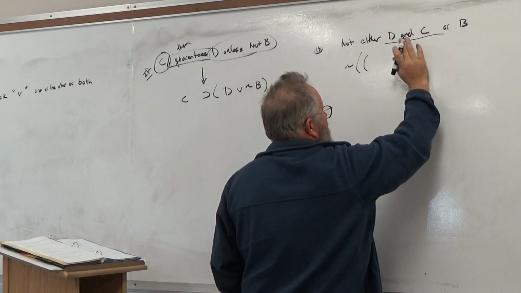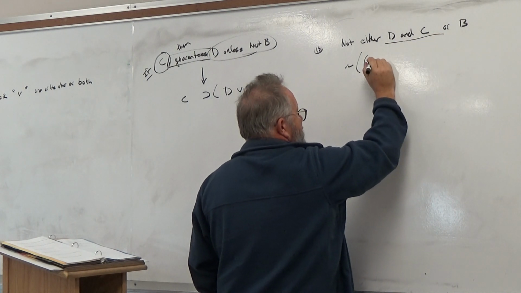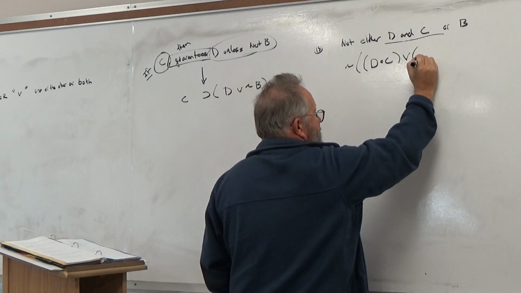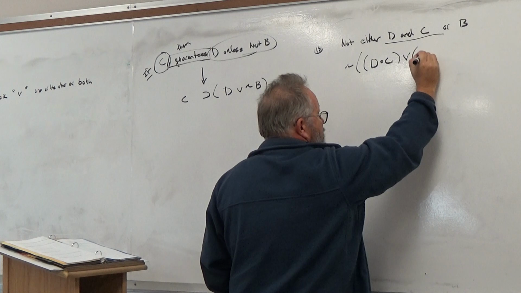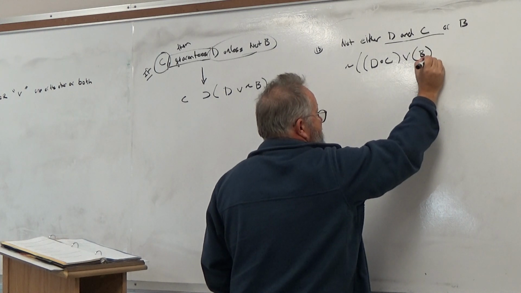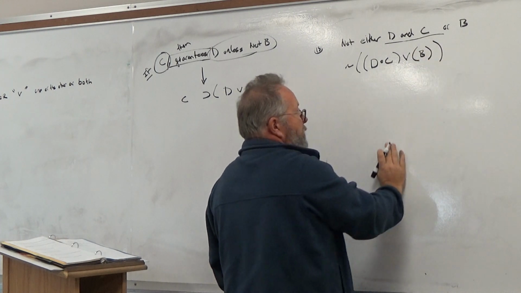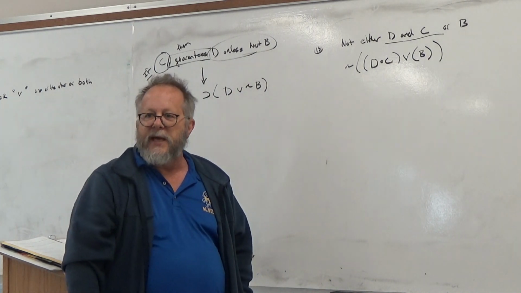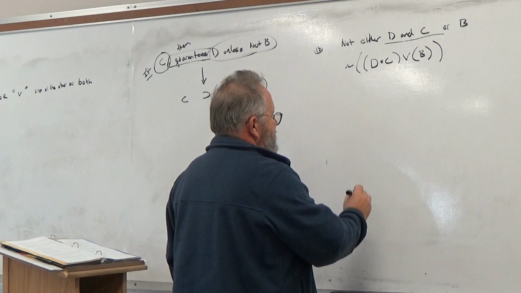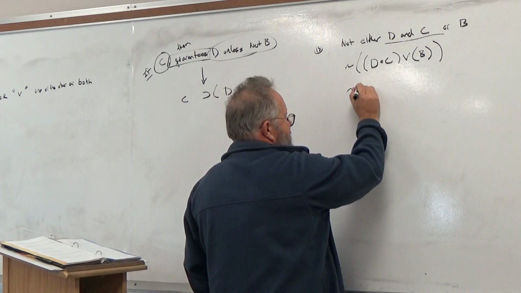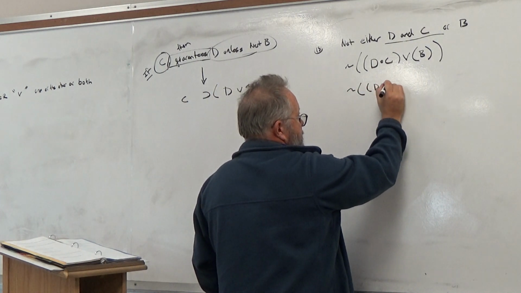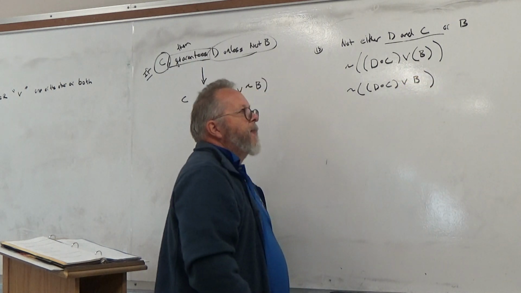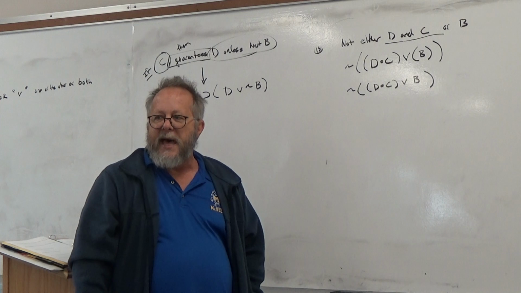Or. So all of this stays together, D and C. Or, now I'm starting the second disjunct, B, and the second disjunct ends the or. Everybody got that? Can I reduce the parentheses some? Yes. I can go to that.